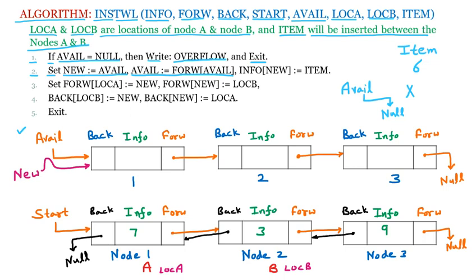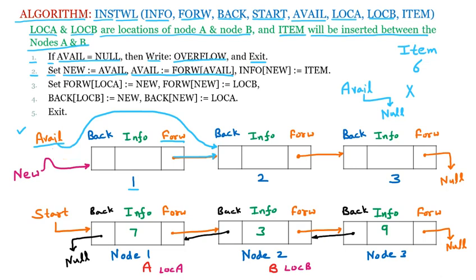That is important: avail is equal to forward of avail. Now see where the avail is. This one is the avail, and avail is pointing to node 1, and the forward here is pointing to the next node, this one, node 2. So we are saying that avail is equal to forward of avail. That means this avail pointer is now modified and has gone to node 2. Means the available list is now moved to the next node, because the first node we have captured, and that is our node now with the name new.